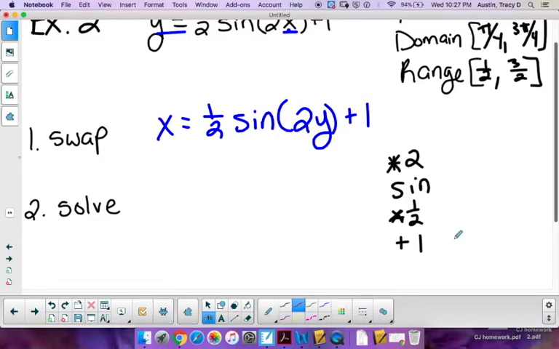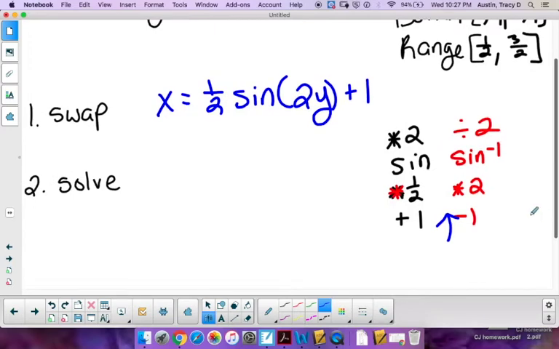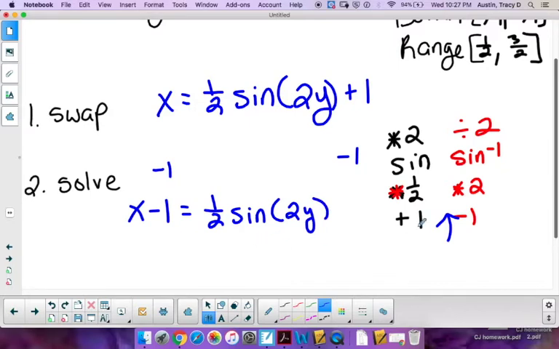So inverse operations. We can make this a little bit easier because, instead of dividing by a fraction, we can multiply by the reciprocal. We're going to multiply by 2. That's the inverse of multiplying by a half. We're going to take the inverse sine, and then we're multiplying by 2, so we're going to divide by 2. And again, in reverse order, very, very important. So first, subtract 1. So x minus 1. That takes care of that one.